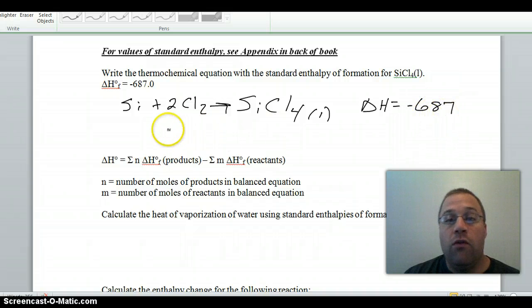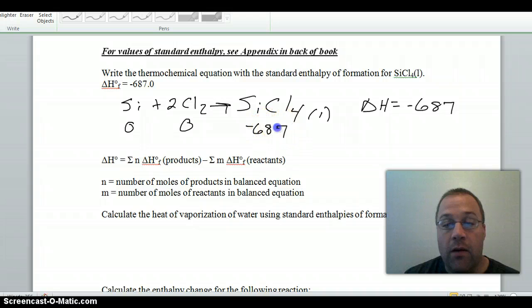So what you would do is you'd go to the back of the book, go to the appendix, and what you would find is that silicon, any element by itself, has a formation of 0 because it doesn't take any heat to form an element. Same thing here would be 0, and this would be -687. So we can create this thermochemical equation either by being given it, or Hess's law, which we just did, or by doing the heats of formation from the back of the book.